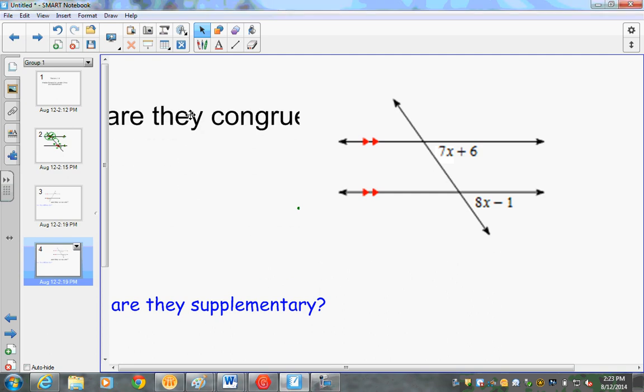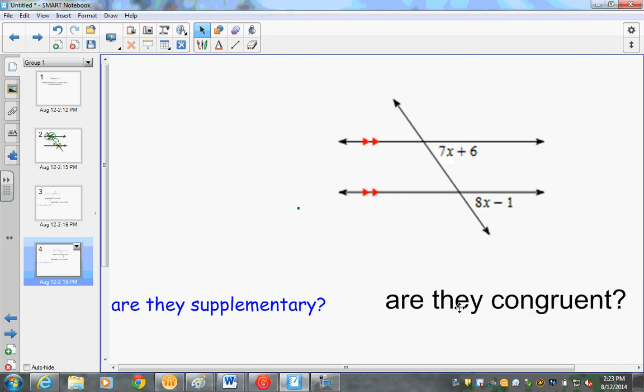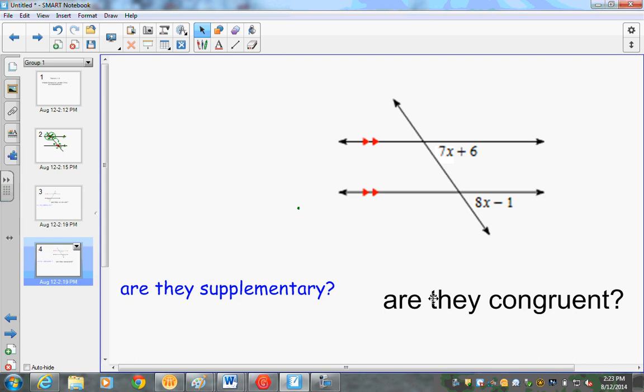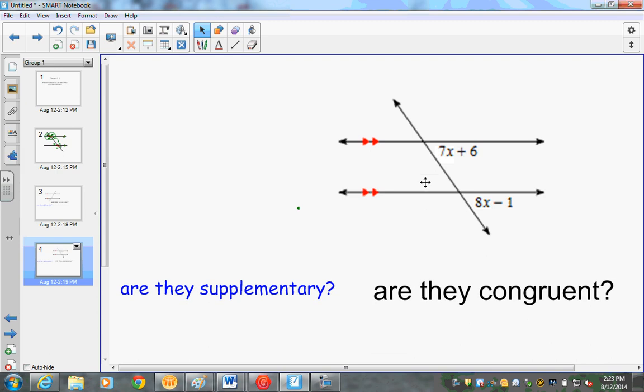All right, here's my next problem, and once again, I'm still dealing with, are they congruent or are they supplementary? Well, here what we have is 7x plus 6, and then we have 8x minus 1. We're not given an angle measure, so once again, I'm going to say we should test the angles. All right, so I am going to test them.